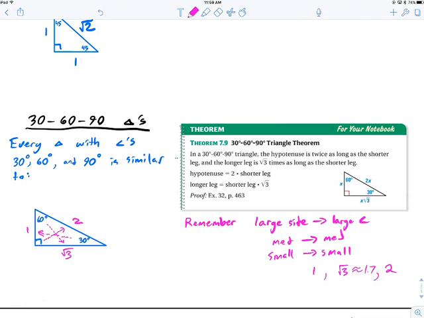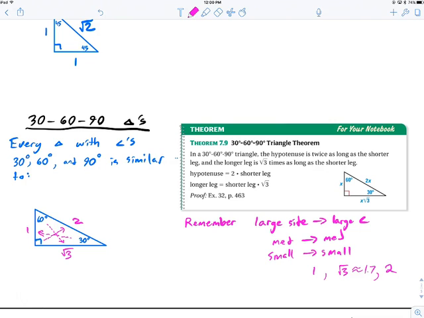I'd say the single biggest mistake I see when people are working with similar right triangles or these special right triangles is people mess up which number goes in which location. So it's really important that you get the 1, or smallest side, is across from the 30, or smallest angle, and so on.